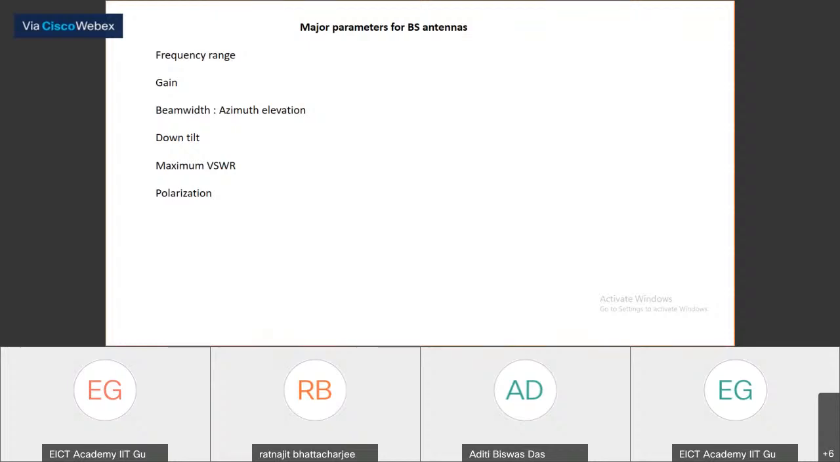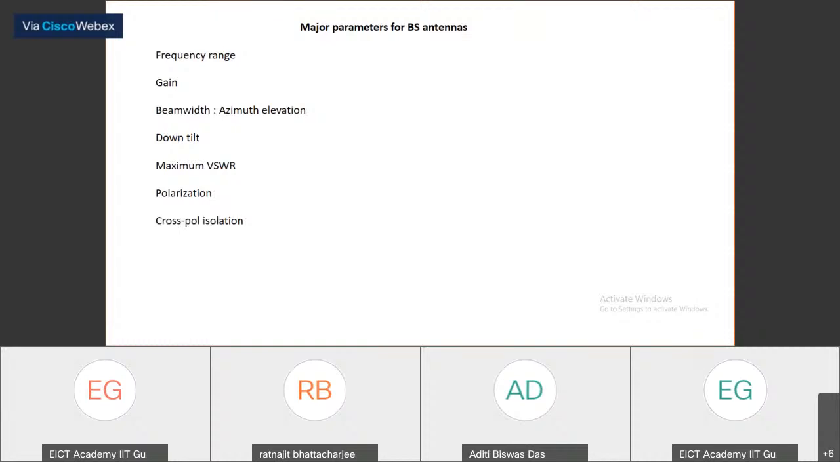And if you have a phase shift between the two orthogonal polarizations of 90 degrees, they are in space quadrature as well as in phase quadrature, then we get circular polarization. So what type of polarization is being used? This is also important.